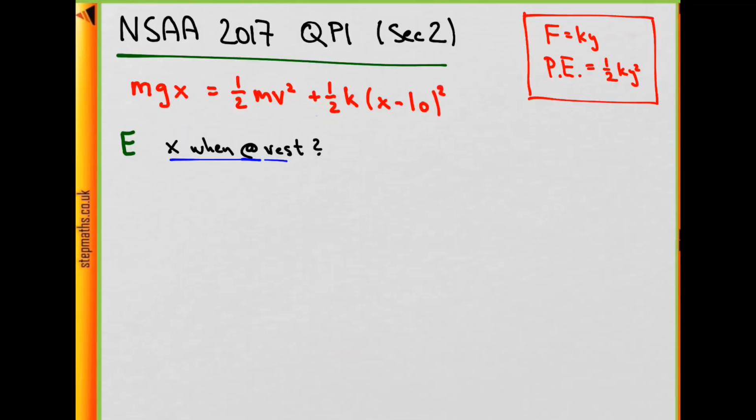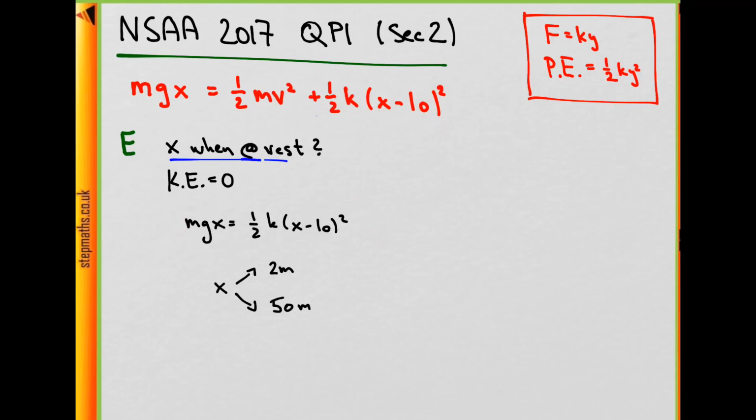Now similarly in part E, they ask at what position is the body at rest, basically where does it turn around, where's the bottom of the trajectory. At rest means kinetic energy is 0, this term here is going to be 0, so all we're left with is mgx and half k times (x minus 10), the whole thing squared, that's down here. And that's a quadratic equation in x, and as you see, that has two solutions, 2 meters and 50 meters.